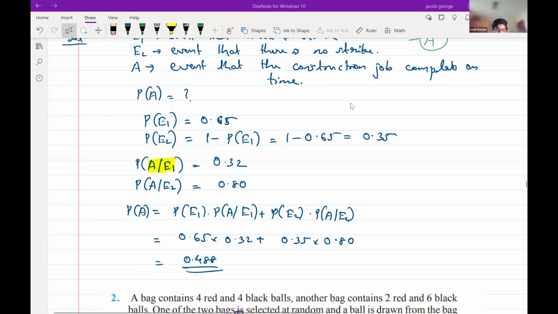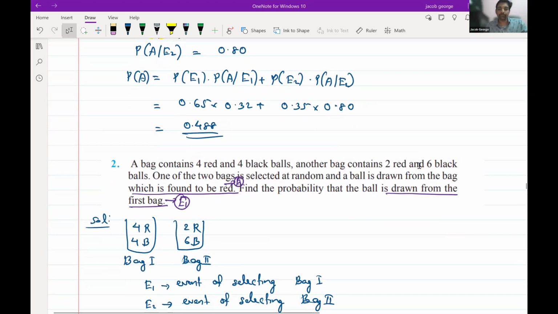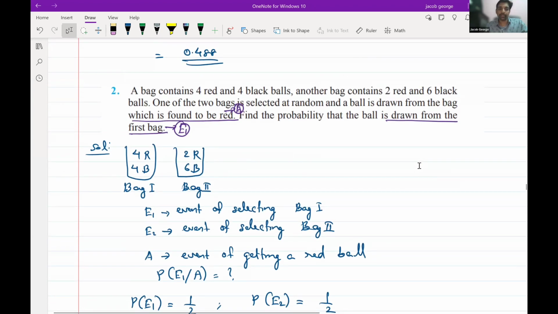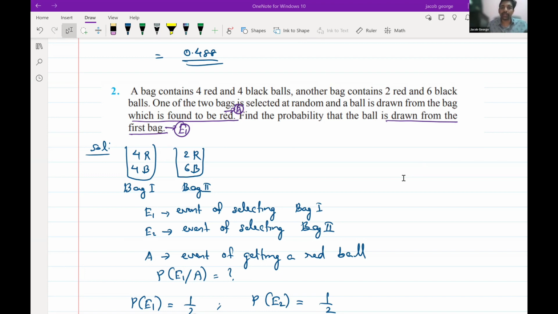Yes, noted. Now, this is question number 2 from our exercise 13.3. Question number 1, I will explain later. A bag contains 4 red and 4 black balls. So I have drawn a picture there. First bag, bag 1, 4 red and 4 black balls. Another bag contains 2 red and 6 black balls. Like this, each and every part you have to analyze. Second bag, bag 2, 2 red and 6 black balls.